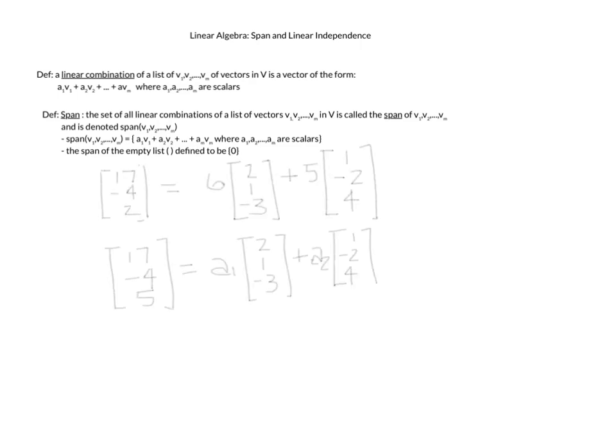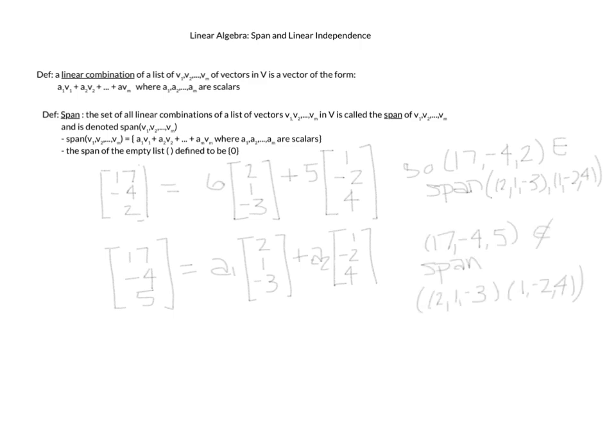So from our previous example, we saw that (17, -4, 2) is in the span of (6, 1, -3) and (1, -2, 4), because there is a linear combination of these two vectors that makes this vector. I have it notated here that (17, -4, 2) is an element of the span of (2, 1, -3), (1, -2, 4). Then we also had (7, -4, 5), where there was no solution. So we would say (17, -4, 5) is not an element of the span.